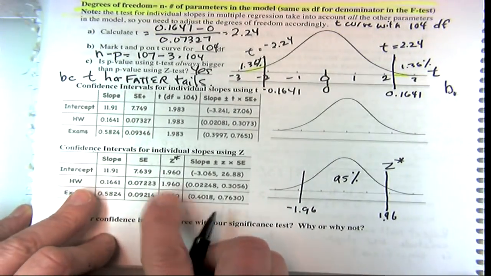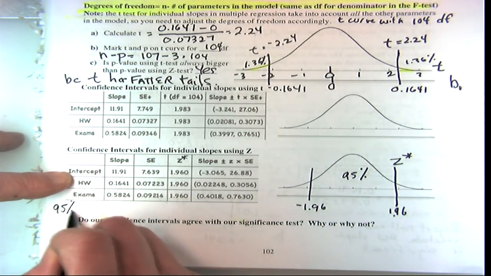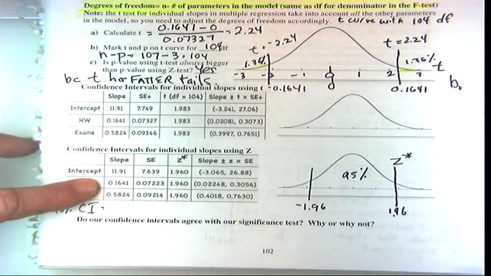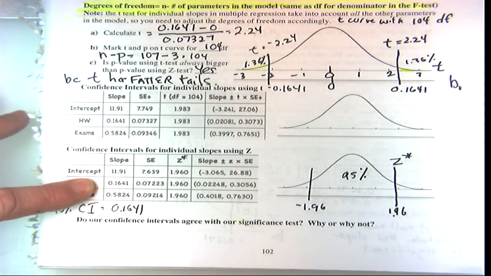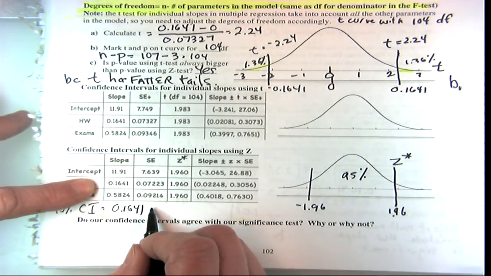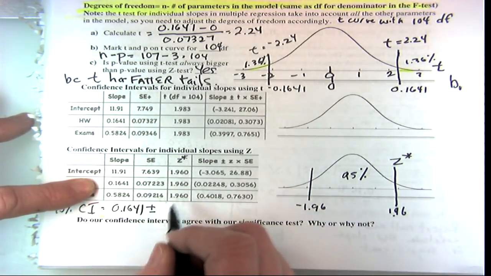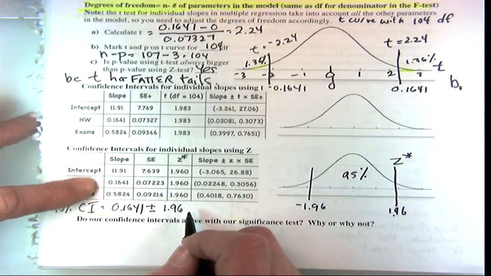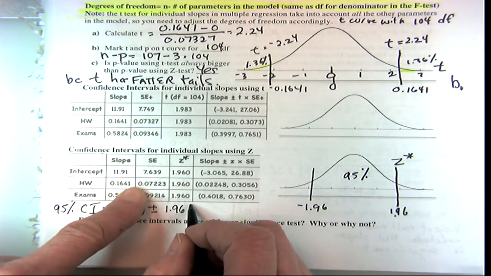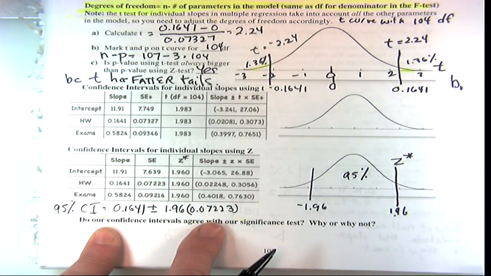And so if we wanted to build confidence intervals around the homework slope, what do we do? We take our homework slope. So a 95% confidence interval would be what? This is our point estimate, right? But we want to make a range. We say we're 95% confident that if we add and subtract 1.96 times the standard error, we'll capture the true population percentage.